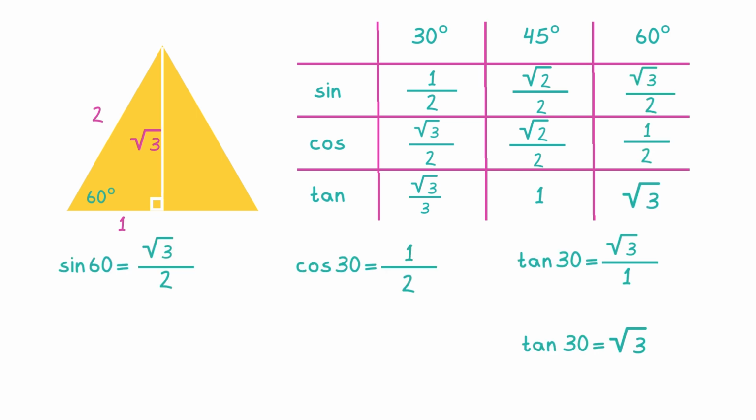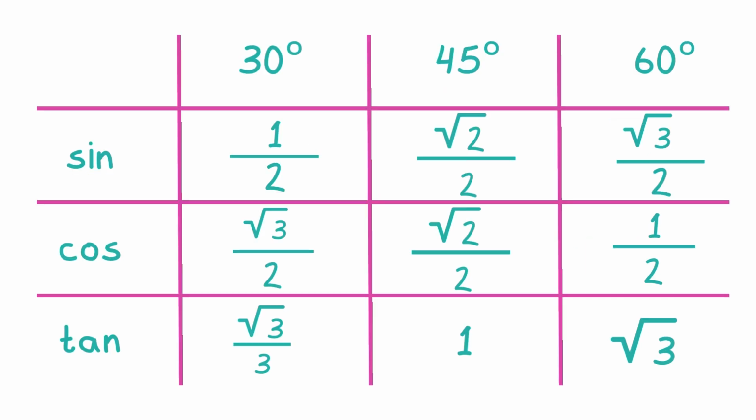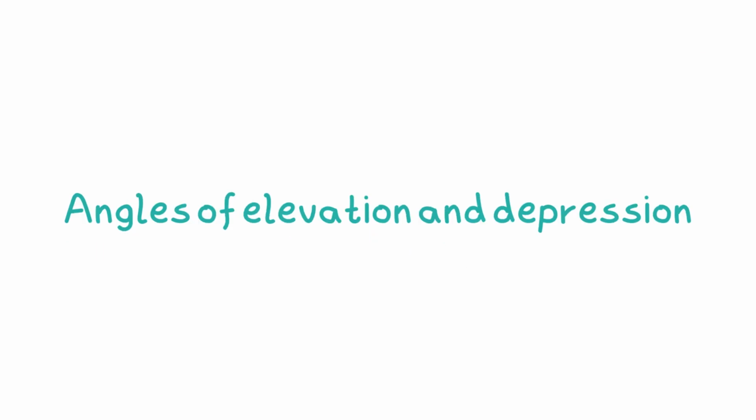Here's the completed table. Did you get the same answer? That's great. We did it. We now know the trigonometric ratios of the special angles 30, 45, and 60 degrees. In the next video, we are going to learn about angles of elevation and depression.